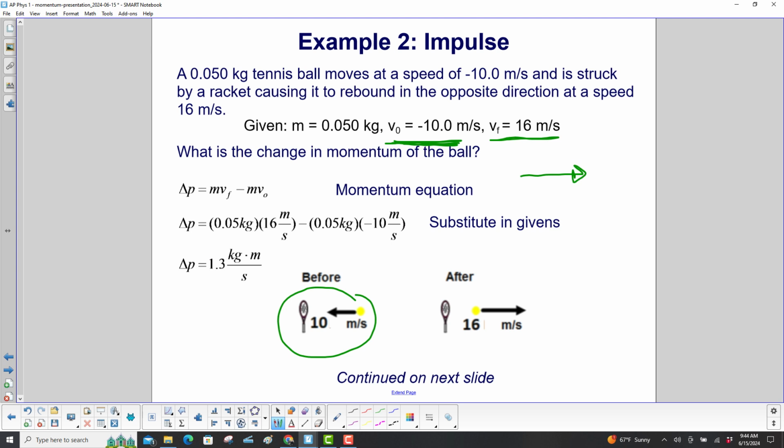So once again, here's our change in momentum equation. Substitute in the mass of the tennis ball, and then substitute in the two velocities, the final velocity and the initial. And again, be sure to have this negative sign in front of the 10, and also be sure to have this negative sign. So delta P will then be 1.3 kilogram meters per second.